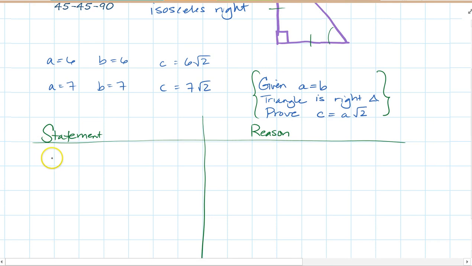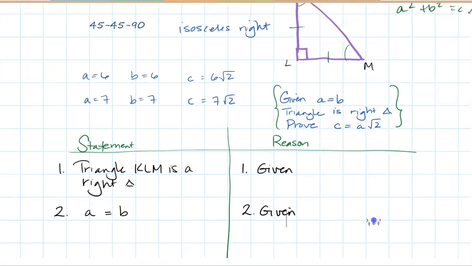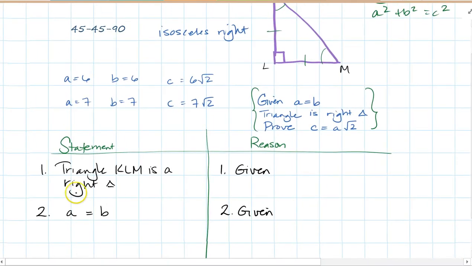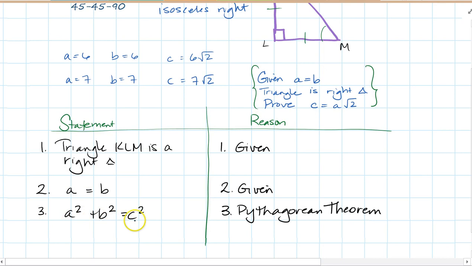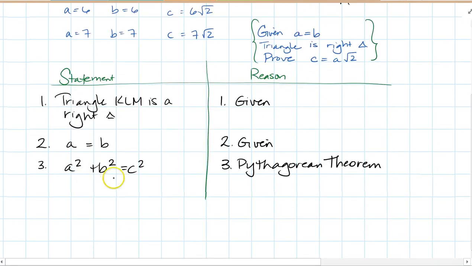So I'm going to start with the statement that's been given. I'll do this in black. So on my two-column proof, and this is just a rough proof, what they call a mini proof, I call this triangle KLM, and I said that it was a right triangle because it was given to me. That information was presented. And for number 2, a is equal to b, it was given. So on step 3, I've written a squared plus b squared is c squared because of the Pythagorean theorem. But now I am going to substitute a in there instead of b.